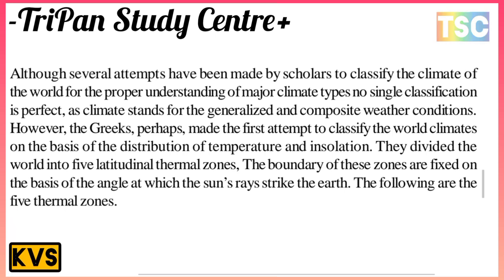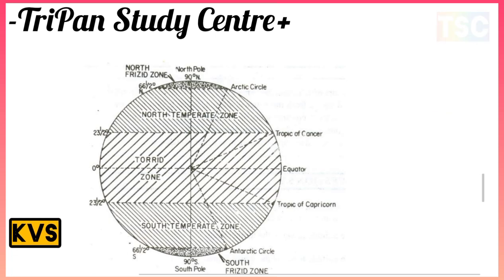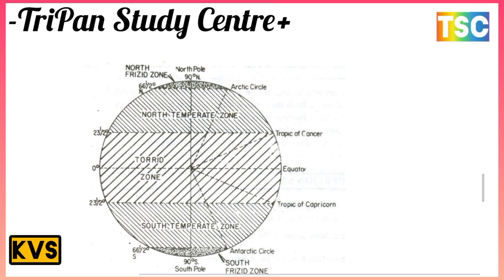The boundaries of these zones are fixed on the basis of the angle at which the sun's rays strike the earth. The following are the five thermal zones, which are most important. There is the northern frigid zone, northern temperate zone, torrid zone, southern temperate zone, and south frigid zone. These five zones are most important, as shown in this diagram.